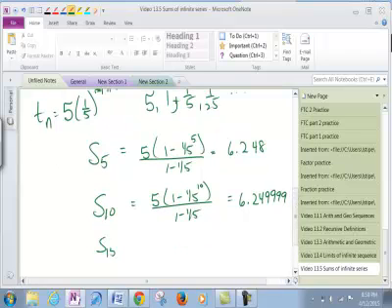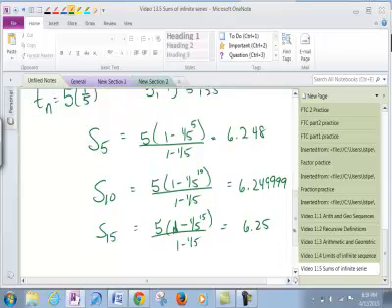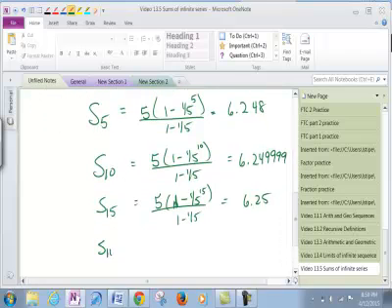Let's go to 15, and so when we replace the power n with 15, what a funny thing happens is that we get 6.25. So let's go ahead and jump right up to 100 and see if we notice anything unusual. And so what happens is that it's stuck at 6.25.